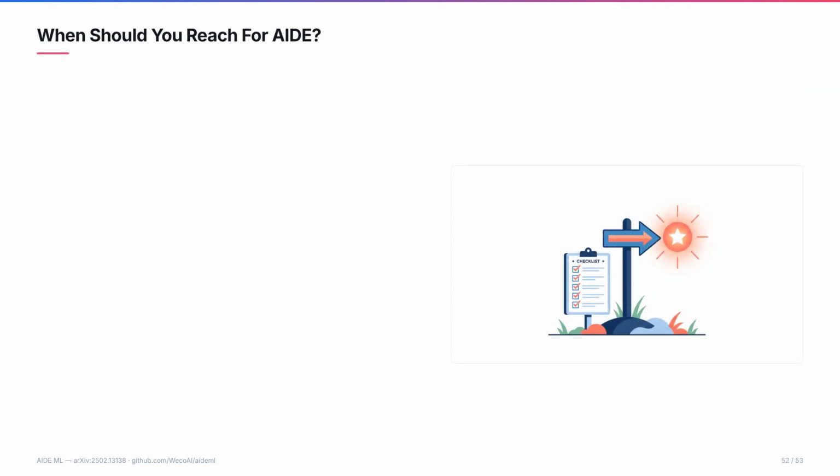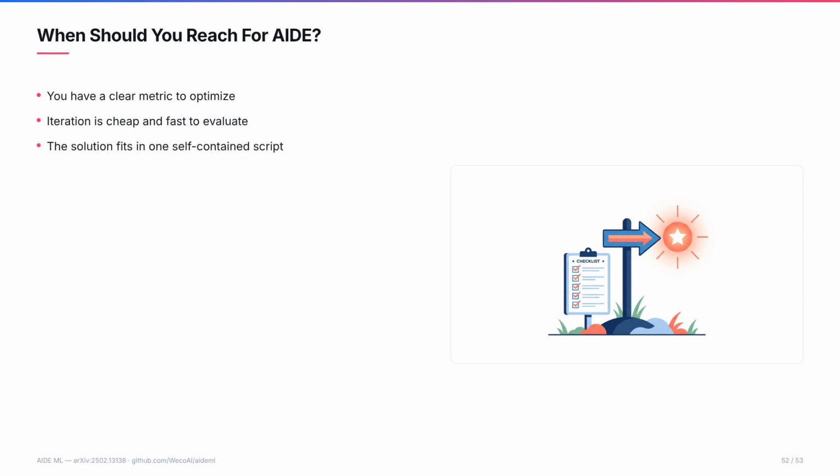So when should you reach for this? AIDE is a strong fit when you have a clear metric to optimize, when iteration is cheap and fast to evaluate, and when a good solution fits in a single self-contained script. For getting a solid tabular baseline in under an hour for 40 cents, it is genuinely impressive. It is a weaker fit when the work spans a large codebase, or when progress needs a strategic leap rather than a series of atomic improvements. Know which problem you have.